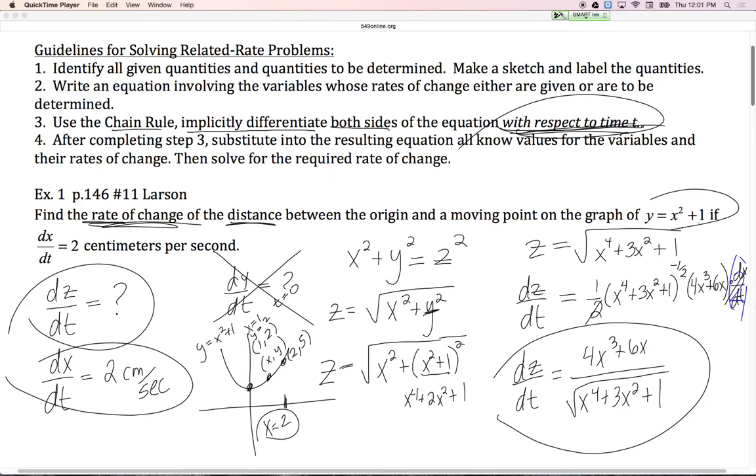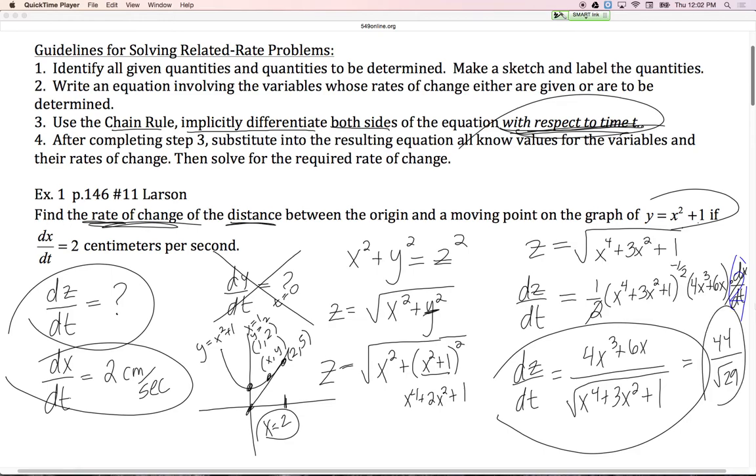So at x equals 2, could you figure out at that moment how fast the distance between the origin and that point is changing? At that moment, you can figure out how fast it's moving. All you would do is plug in what? 2. You plug 2 in and you figure it out. So let's do it real quick. 2 cubed is what? 8 times 2 is what? 8 times 4 is what? 32. 32 plus 12 is what? 44 divided by, let's see, 2 to the 4th, 16 plus 12, 28, plus 1, root 29.